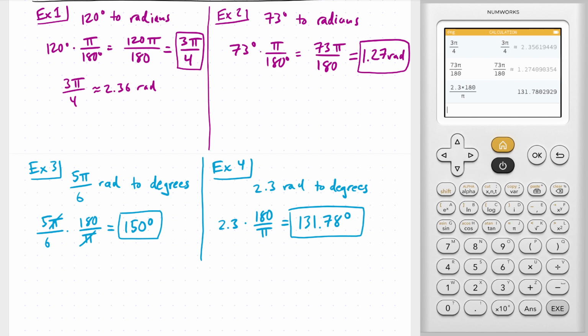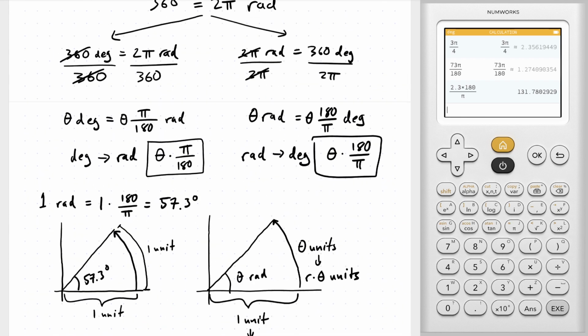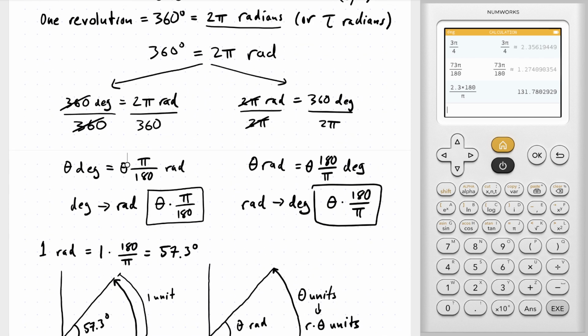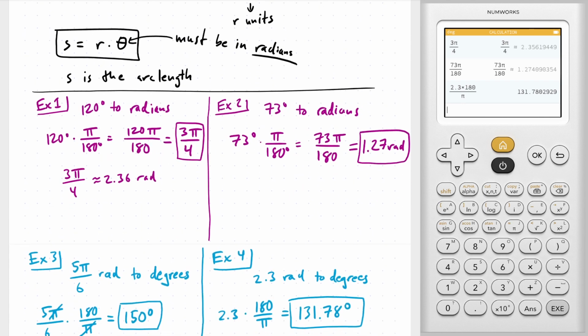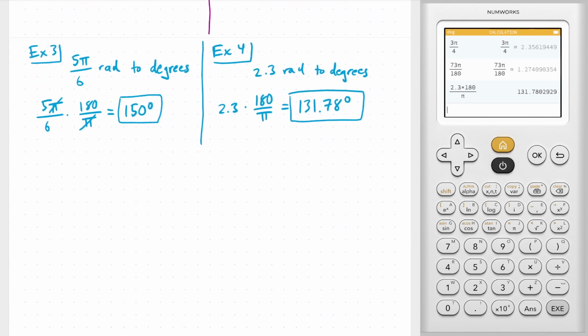length. So all these 4 examples, you notice I didn't use the arc length formula. I only used these formulas up here, right? Formulas for converting degrees to radians and radians to degrees. So now let's do one more example, and let's pick yet another color. How about, let's go back to green.